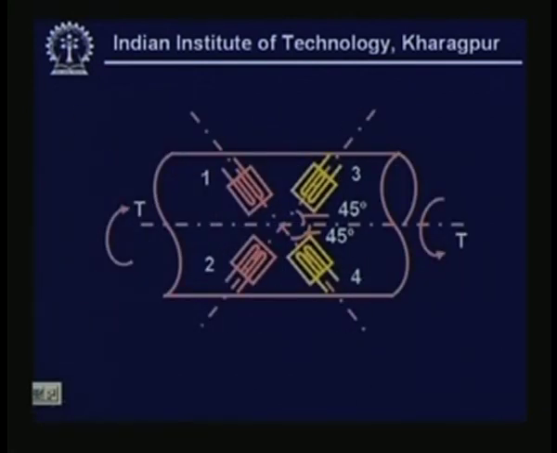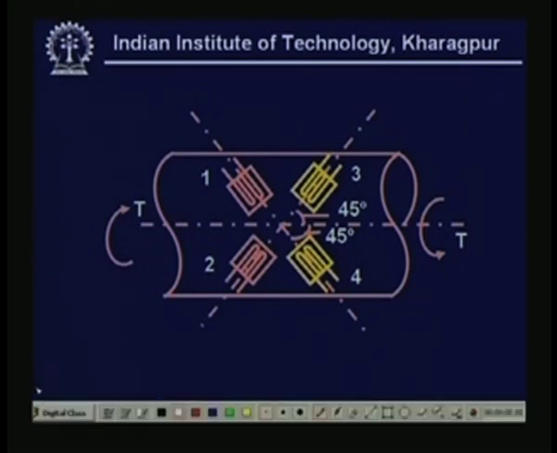You see, this is our typical strain gauge torque measurement system. It is actually a shaft. We have taken a section of the shaft, and the 4 strain gauges are installed on a 45-degree helix, right.